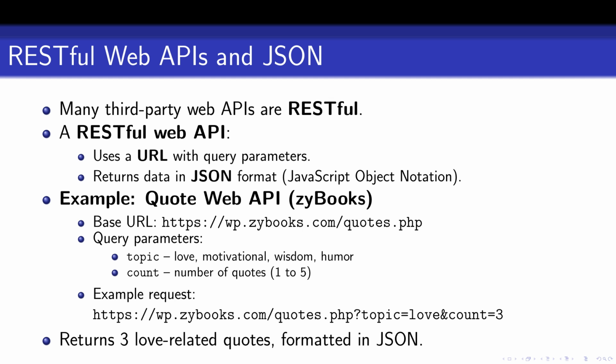A large number of APIs are RESTful, meaning they use HTTP methods and URL parameters to communicate. Data is returned in JSON format, which is easy for Android apps to parse. The Zybooks Quote API, for example, uses query parameters like topic and count to return a list of quotes. Topics can be things like love or humor, and the count can be between 1 and 5. This approach makes it easy to interact with APIs using just a browser or simple tools.